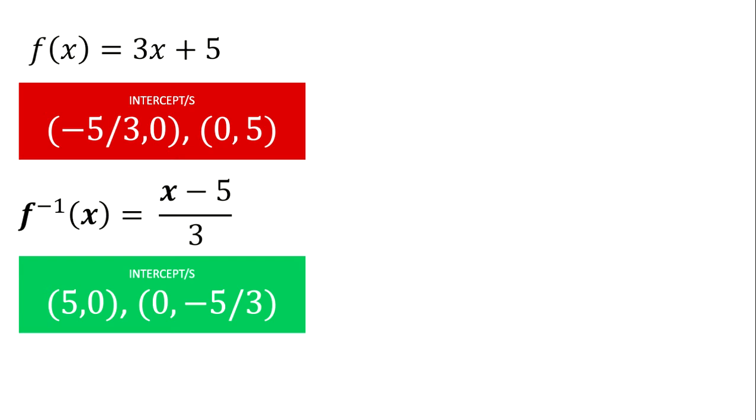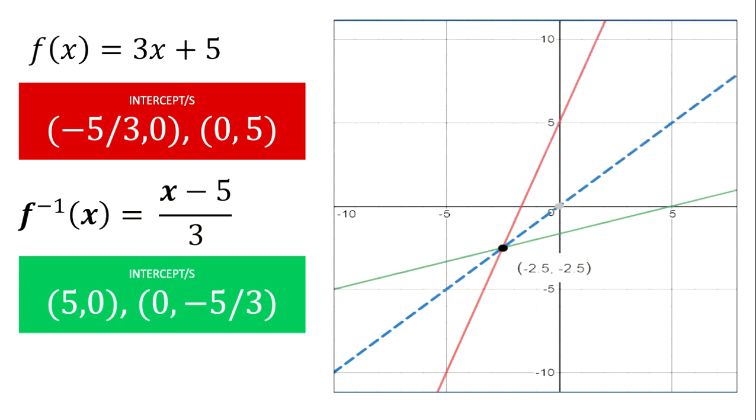Okay, so now let's graph this. Aside from the manual technique, using paper and pen to sketch the graph, you can also use Desmos. We'll use this also later for the rational function. So in this case, we have this one. Negative 2.5, negative 2.5 is the point of intersection.